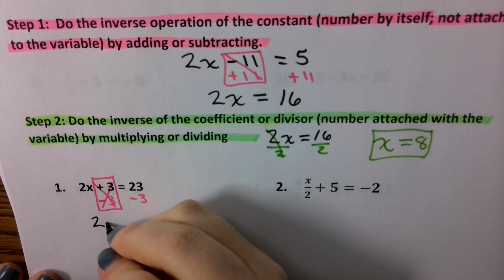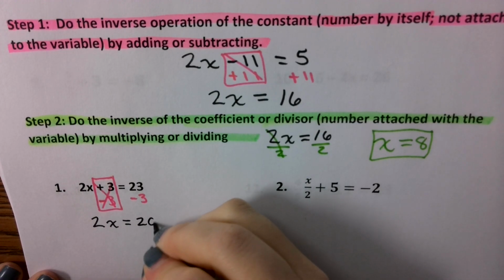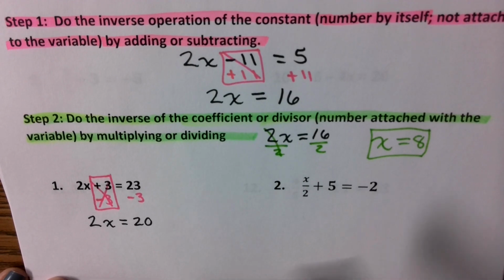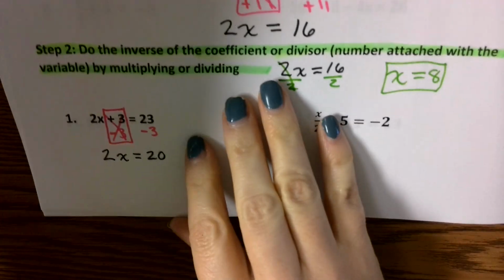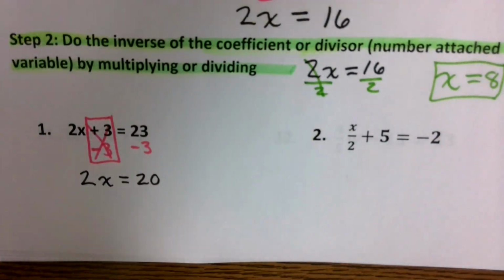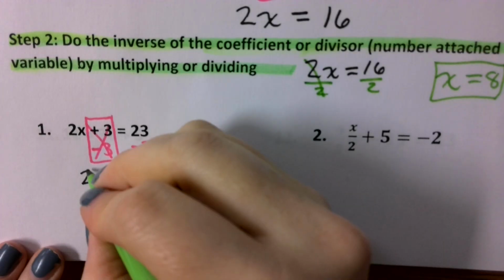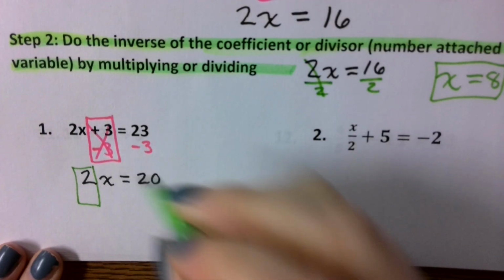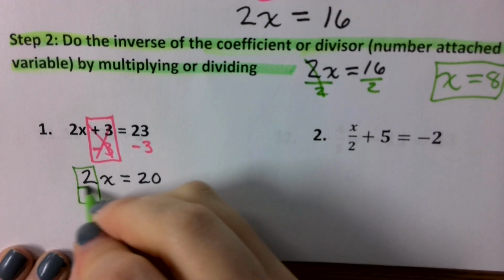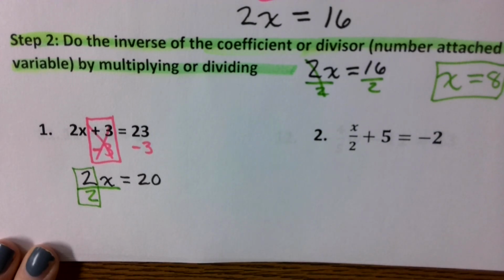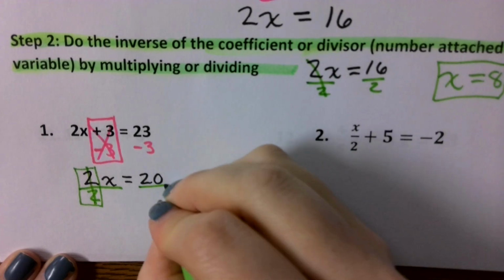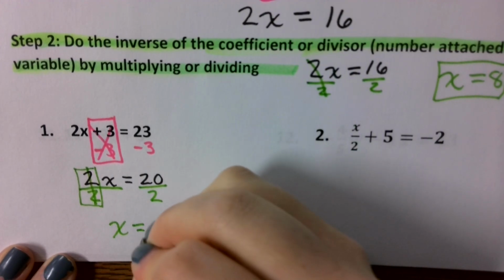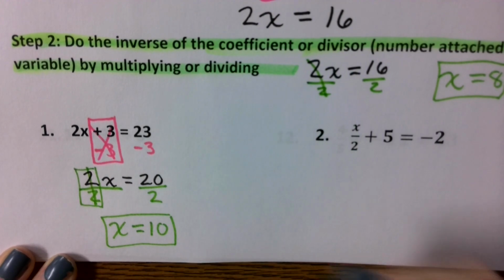Okay, then we've got 2x is now equal to 20. We can now move on to step 2. Step 2 is to do the inverse operation to the coefficient. So what's our coefficient? A 2. Okay, our coefficient happens to be a 2. So the inverse of multiplying by 2 is to divide by 2. So 2 divided by 2 becomes a coefficient of 1. 20 divided by 2 now becomes 10. So our value of x is just going to be 10.